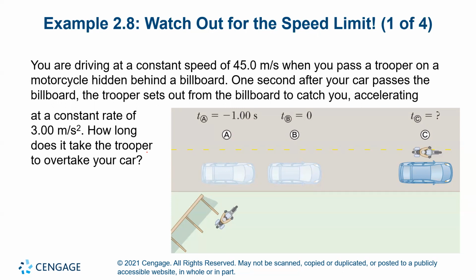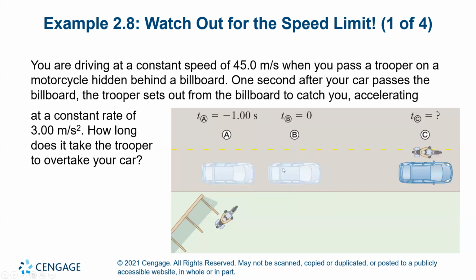After 1 second that your car has passed the billboard, the trooper sets out to catch you. Not understanding that he is behind, he decides to move at a constant acceleration of 3 meters per second squared so that he can catch up with you. So the question is, how long does it take the trooper to overtake your car?